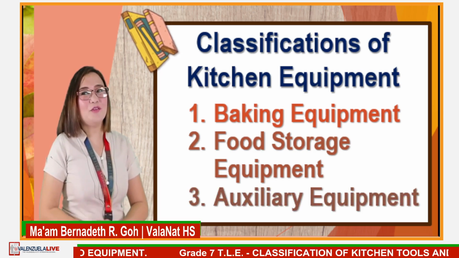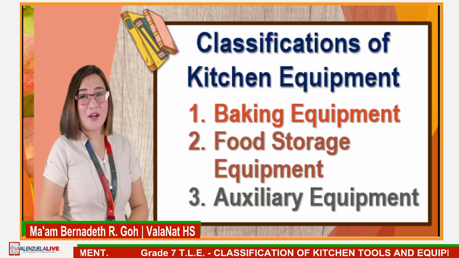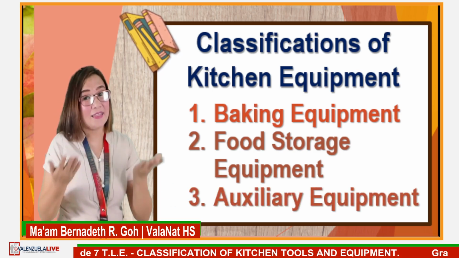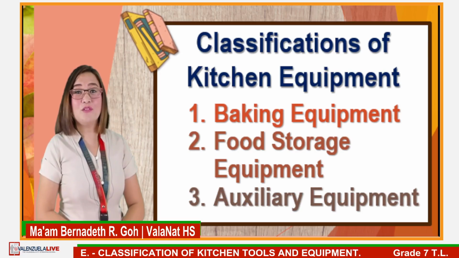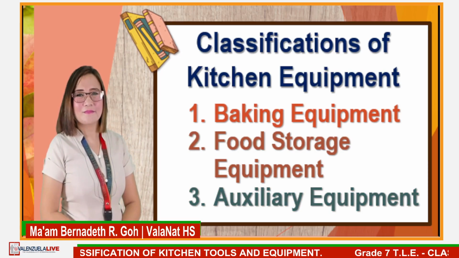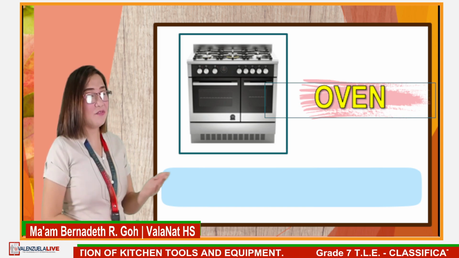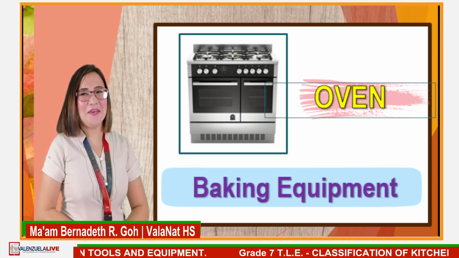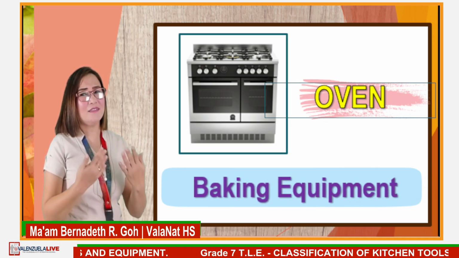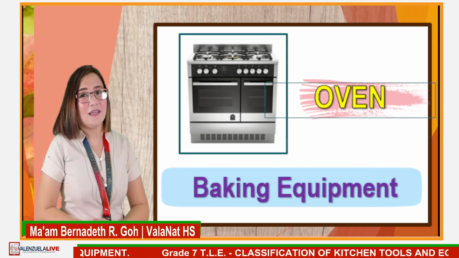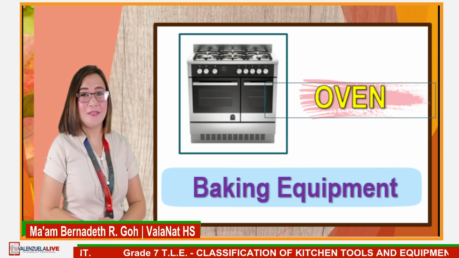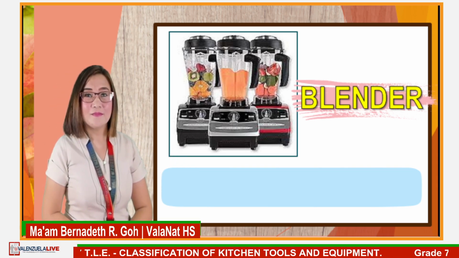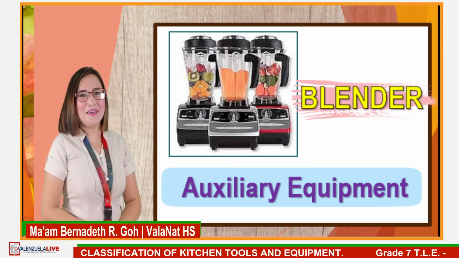Now let me check if you have understood this part of our lesson. Let's enjoy this activity. Simply identify the classification of the following equipment. An oven is classified as baking equipment. Just keep on posting your answer in the comment section. Next, blender is an auxiliary equipment.